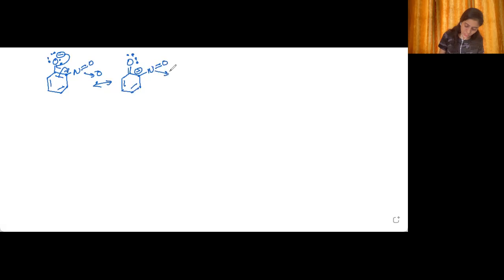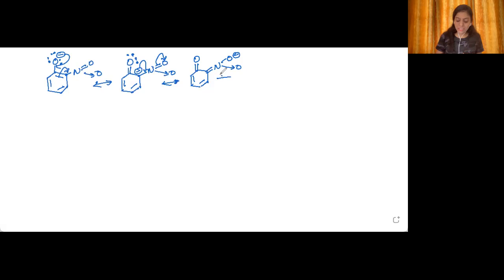Now this negative charge, which is on carbon, is in conjugation with the double bond of this oxygen. So I'm drawing only these many resonating structures. Now what is exactly happening? The negative charge is getting delocalized over the nitro group. This means it is helping to hold this burden of negative charge. So it will stabilize this phenoxide ion.